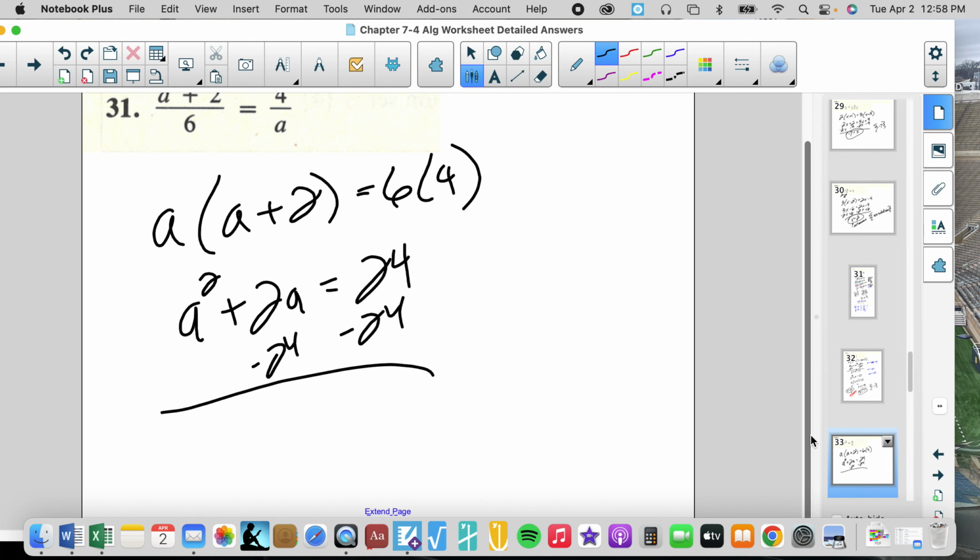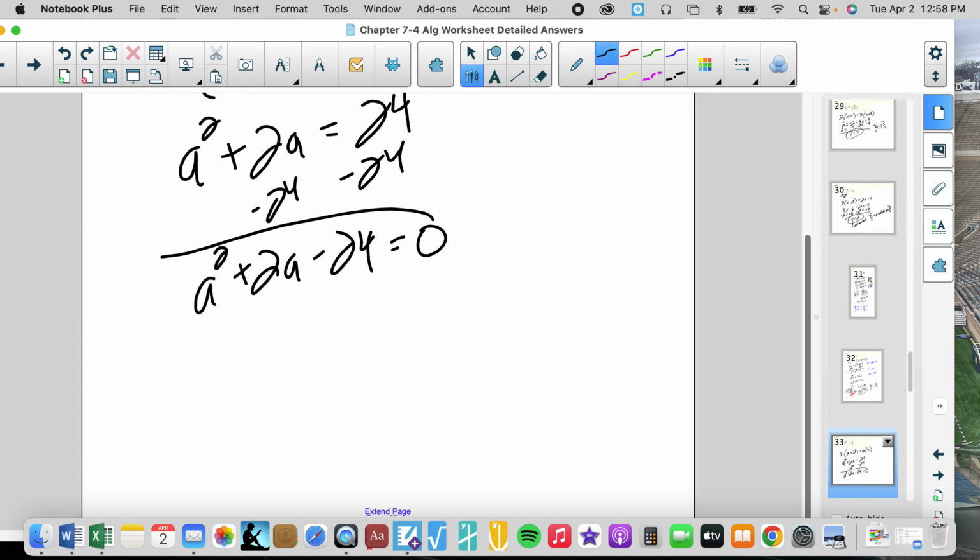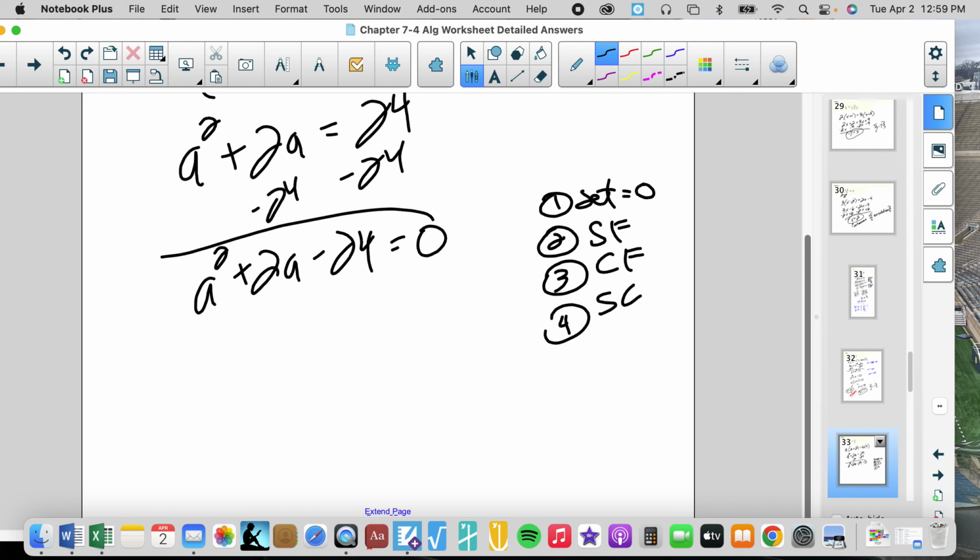Let's set it equal to 0. So you get a squared plus 2a minus 24 equals 0. It is set equal to 0. It is in standard form. There isn't a common factor. It is not a special case because 24 is not a perfect square. And so we'll do a times c. A is 1, c is negative 24.